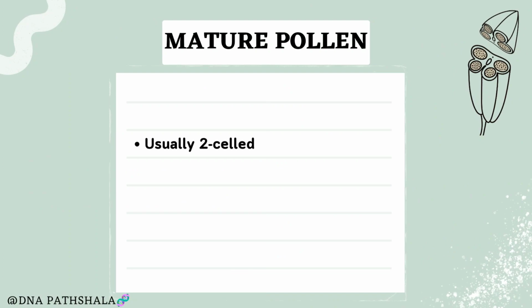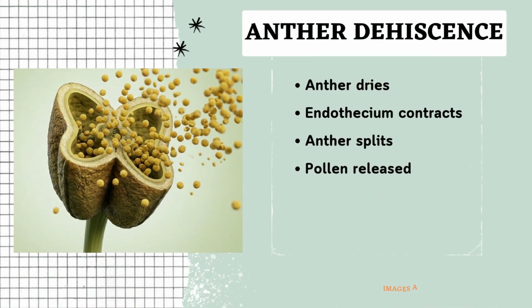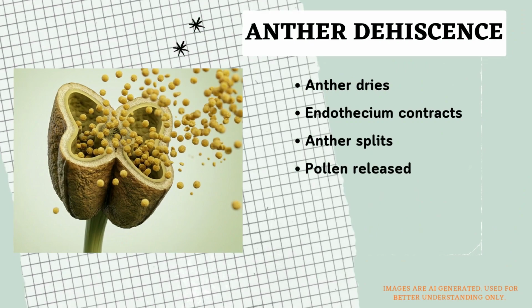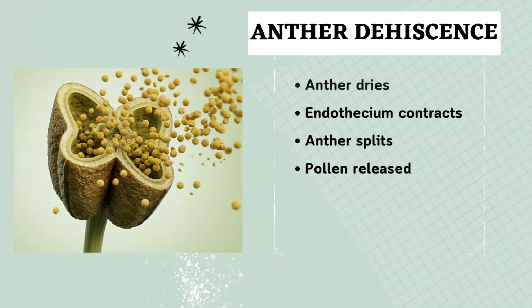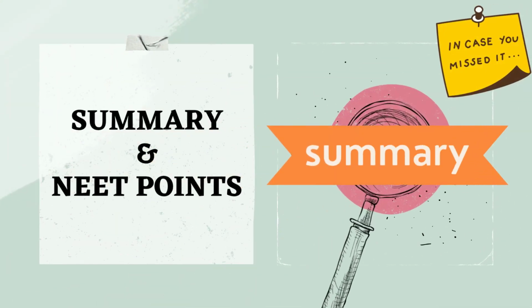Most pollen grains are released at 2-celled stage, but some plants like cereals release them at 3-celled stage, that is after the formation of male gametes. Remember it for your NEET exams. Next, Anther Dehiscence. When pollen grains mature, anther dries and opens. This process is called as Anther Dehiscence. Which layer of anther is helping for anther dehiscence? Comment me down, okay? And pollen grains are released in the air.